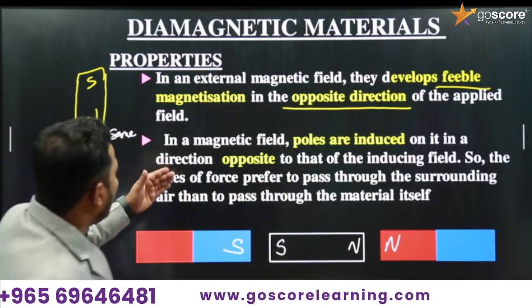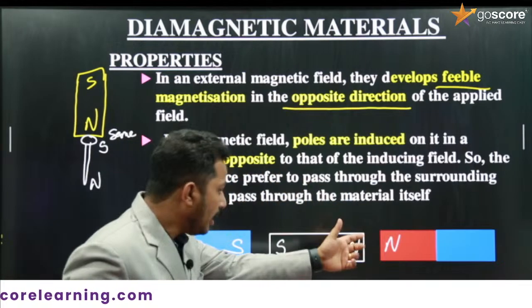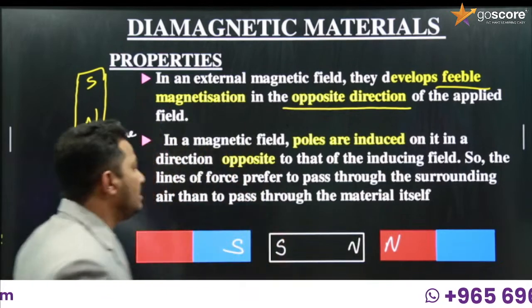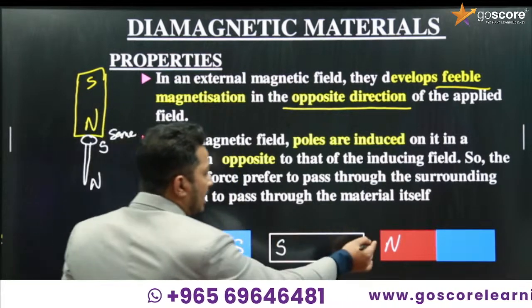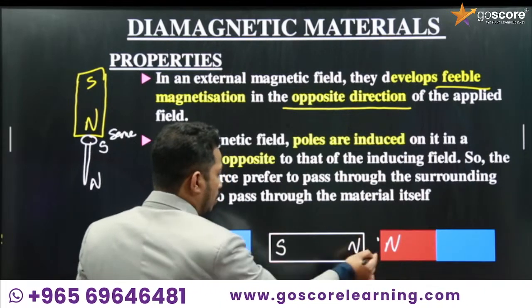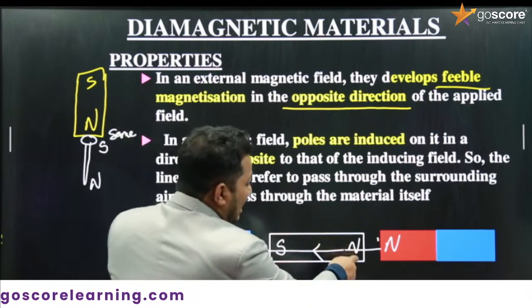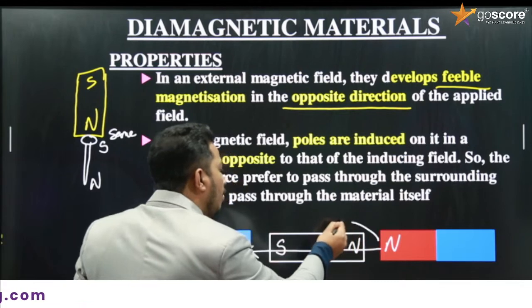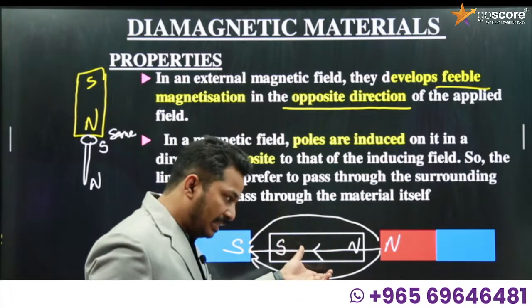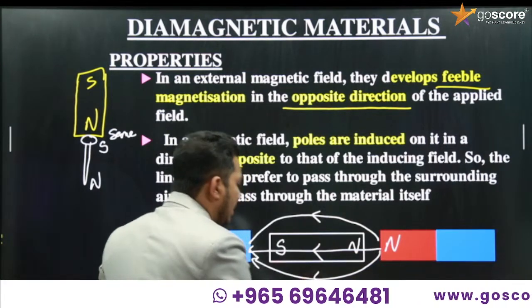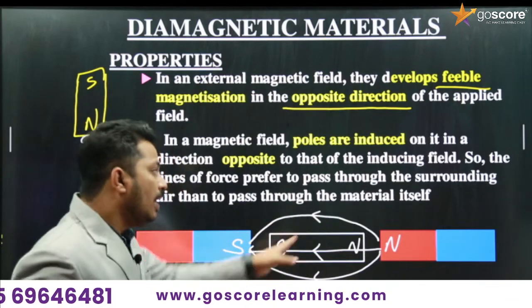Okay, clear? So second point, in a magnetic field poles are induced in a direction opposite to that of the inducing field. So this bar magnet is the inducing field and this material is diamagnetic, so they are oppositely magnetized, south pole here and north pole here. Definitely there will be magnetic field starting from north pole to south pole. This is the direction of magnetic field, and there are several field lines. Since it is oppositely magnetized, all the field lines prefer passing through the air, not through the diamagnetic material. For a diamagnetic material, the external field lines prefer passing through the air than going through the magnetic material. I will give you a clear picture.